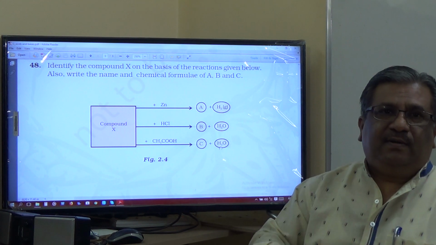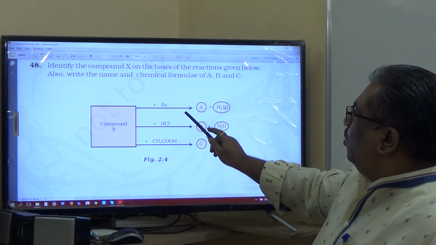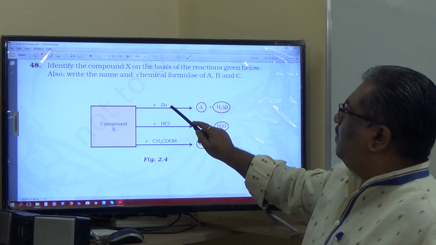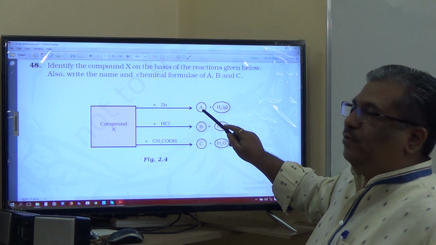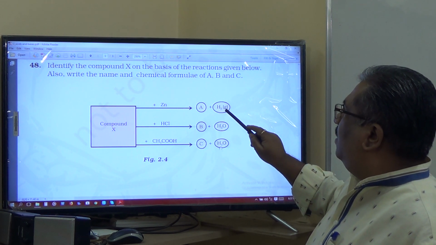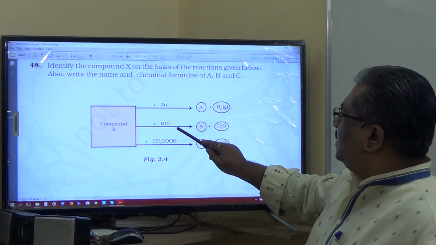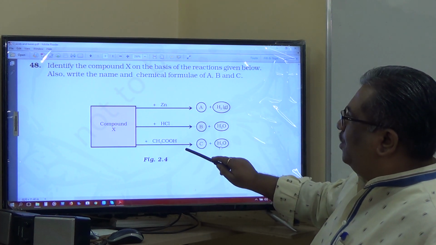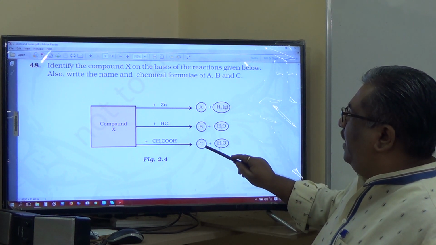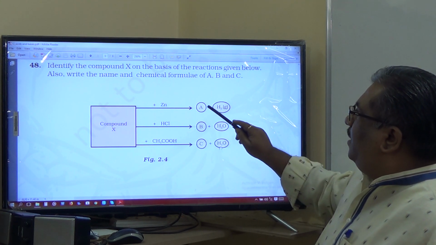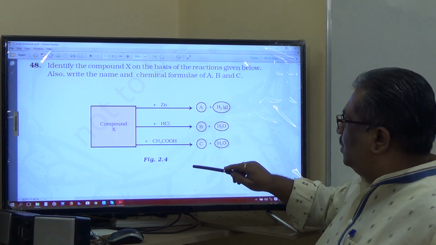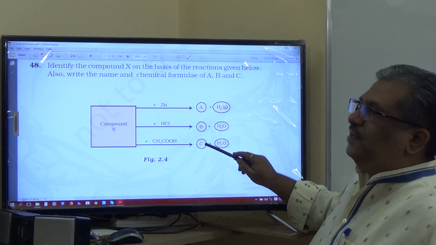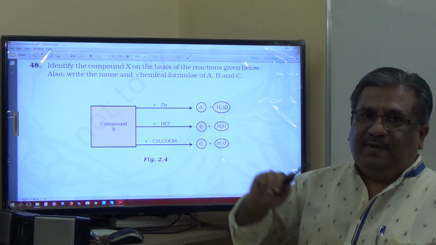Na2ZnO2 is sodium zincate. So here compound X is sodium hydroxide, and sodium hydroxide plus zinc gives you Na2ZnO2, sodium zincate, plus hydrogen gas. NaOH plus HCl gives you NaCl plus H2O. NaOH plus CH3COOH gives you CH3COONa, sodium acetate, plus H2O. A is Na2ZnO2, sodium zincate. B is NaCl, sodium chloride. C is CH3COONa, sodium acetate.